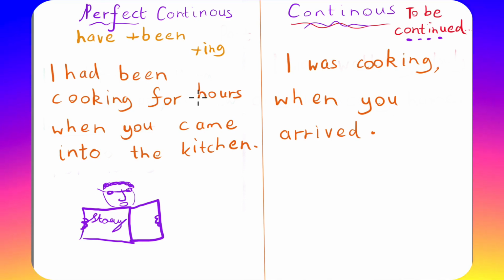I had been cooking for hours when you came into the kitchen. Here we are saying how long we had been cooking. We don't know when we started. We don't know exactly when it was. It was continuous, but now it's over.